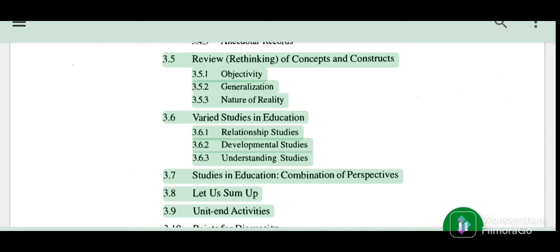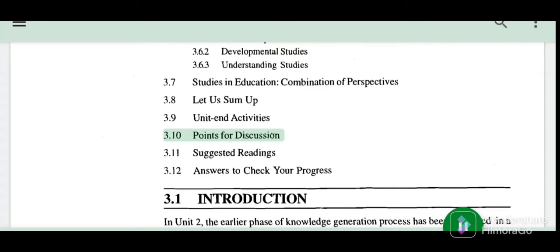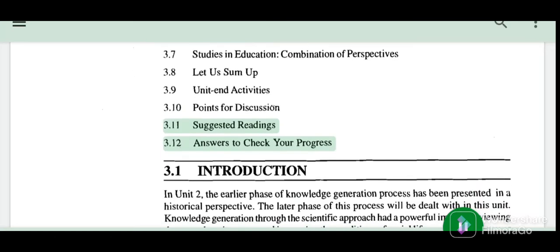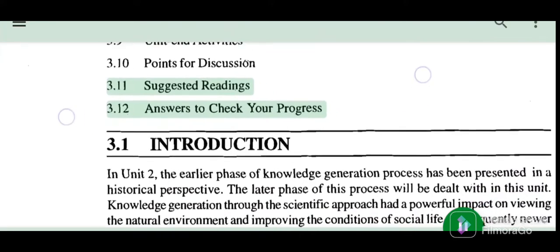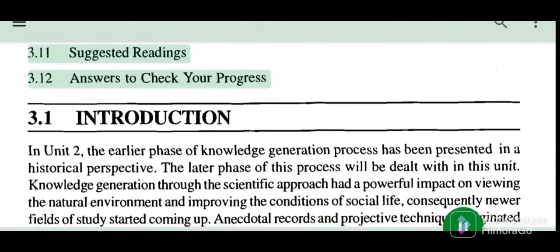3.8 Let us sum up. 3.9 Unit End Activities. 3.10 Points for discussion. 3.11 Suggested readings. 3.12 Answers to check your progress.